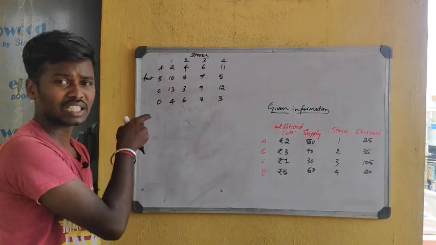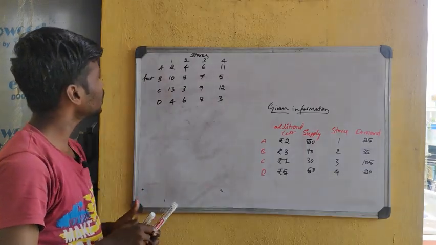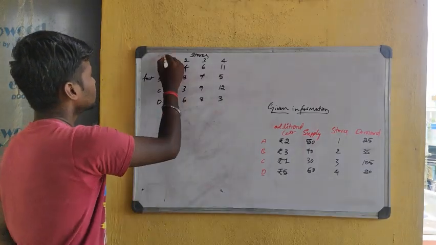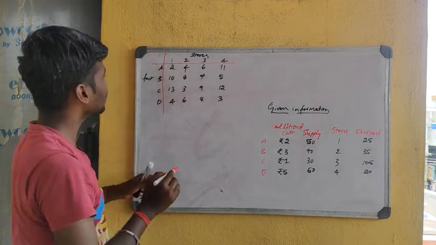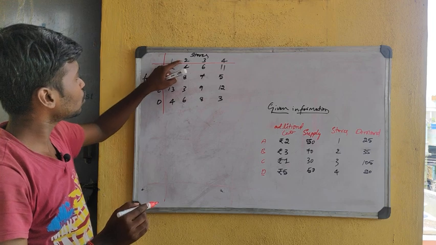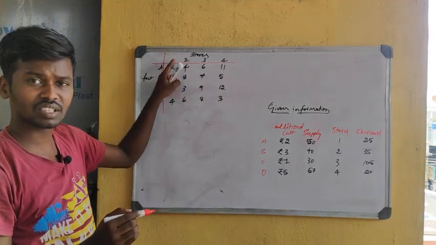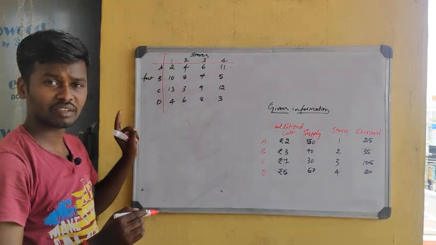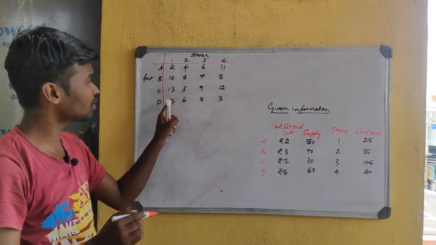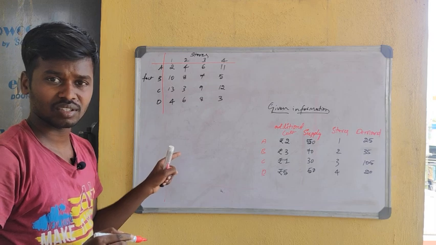So this is the table given in the problem. If you get confused, you draw the line like this. Okay, so don't get confused with these numbers. 1 2 3 4 is nothing but the stores, and A B C D is nothing but the factories. So these costs are given as individual costs.